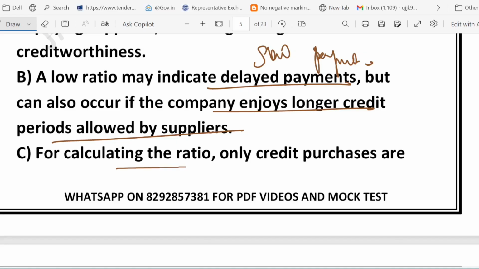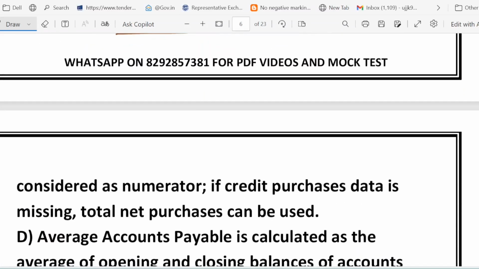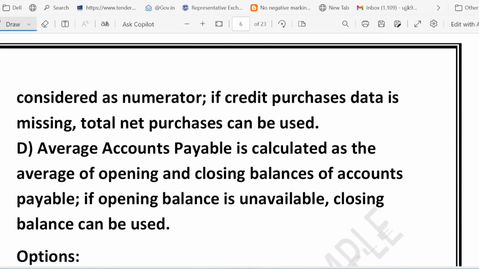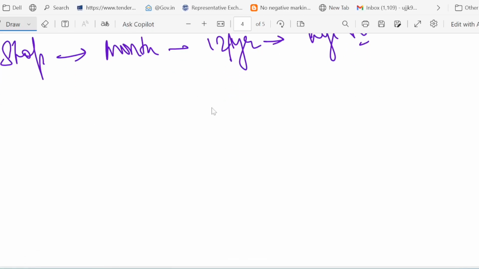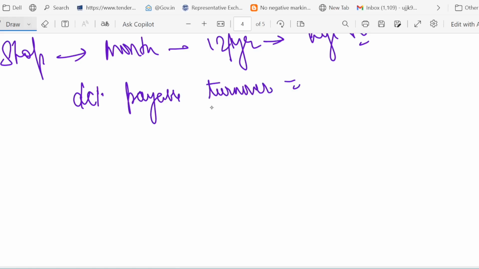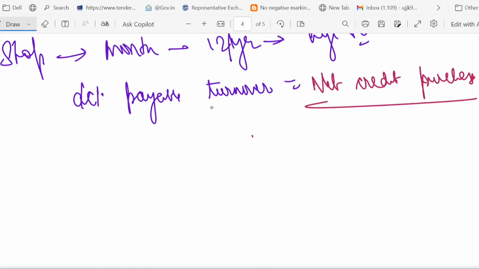What about C? For calculating the ratio, only credit purchases are taken into the numerator. See, this is also true. If you talk about the formula of the account turnover ratio, creditor turnover ratio or account payable turnover, what is the formula? Very simple, right? You write the net credit purchase in the numerator, and in the denominator, you write the average account payable.